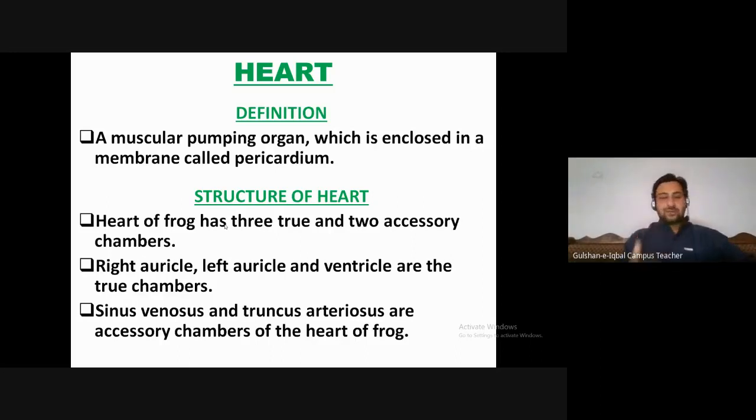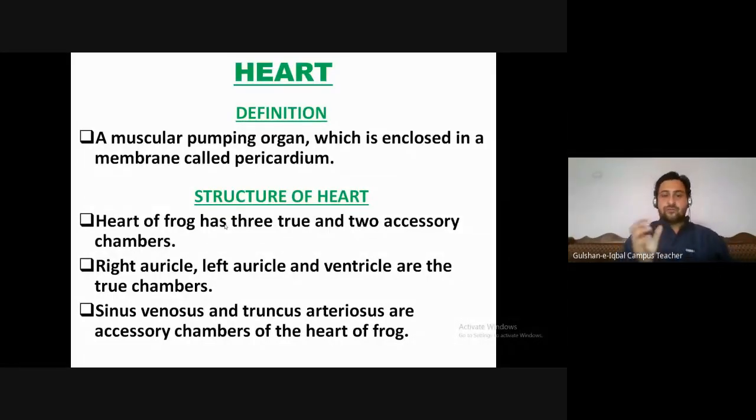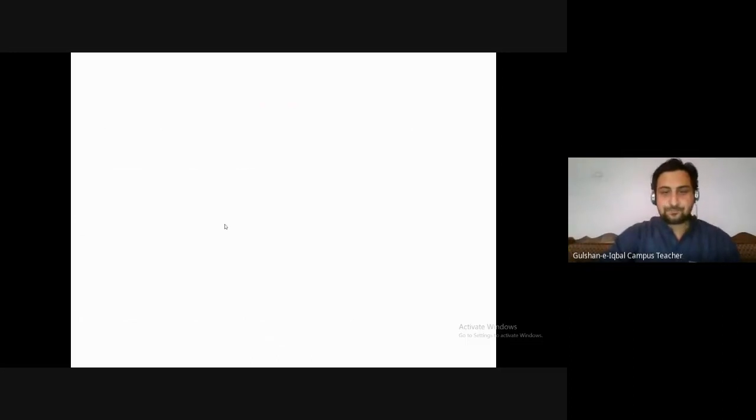And what is the function of sinus venosus and truncus arteriosus? The sinus venosus is going to form the venous system. We will study about veins. So the venous system is formed from sinus venosus, and the truncus arteriosus is going to form the arterial system. So we'll study about the arteries as well. The arterial system is comprised of truncus arteriosus, and the venous system is comprised of sinus venosus. So let's see what is the further function of the heart.